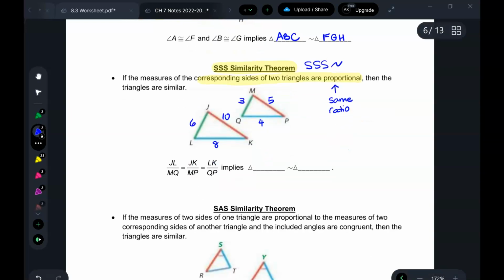So again, which triangles are going to be similar? How did you get those numbers? I just made them up. Okay. So JLK, MQP.